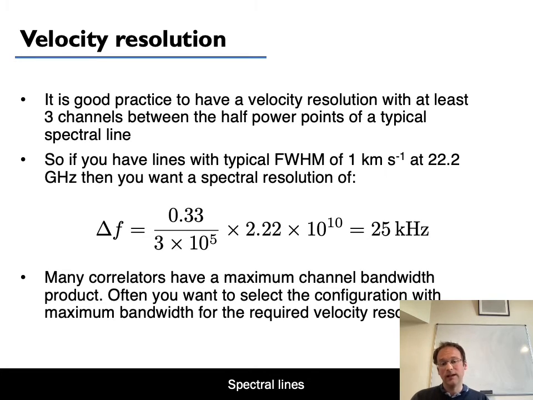So typically, a correlator will have a maximum bandwidth or number of channels for the required velocity resolution. So often you'll choose the velocity resolution and then you'll try and choose the maximum bandwidth associated with that. And that's typically what happens when people set up their observations.